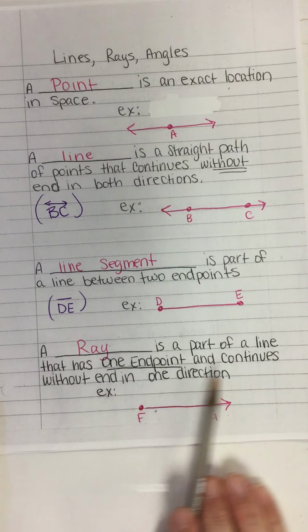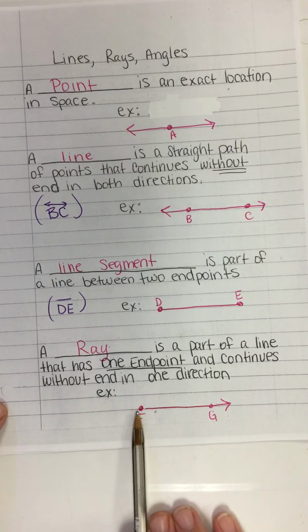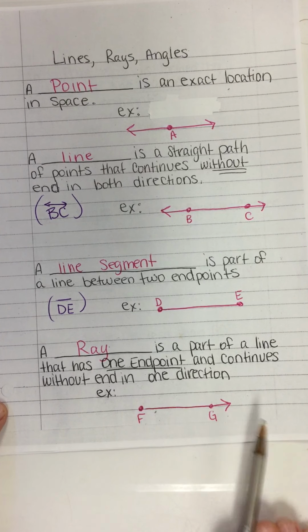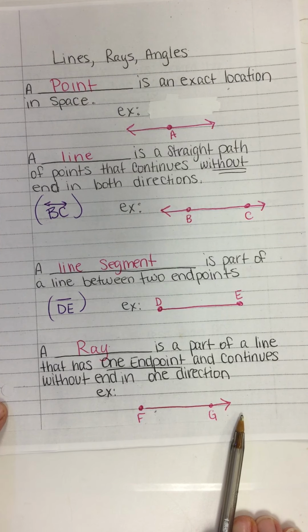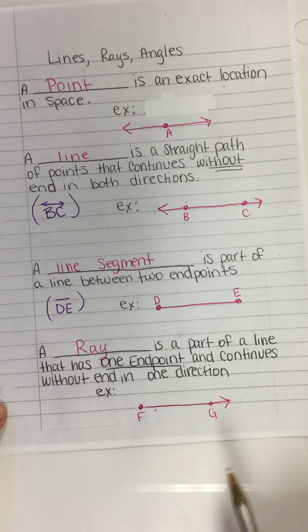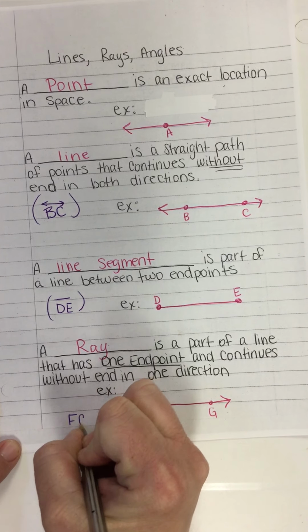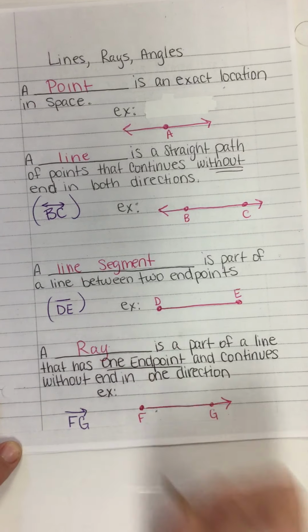Okay, a ray is a part of a line that has one endpoint and continues without end in one direction. So it has an endpoint and then it goes off in the other direction in a line forever. Okay, so if we're writing this, it would be FG, a line with an arrow above it.